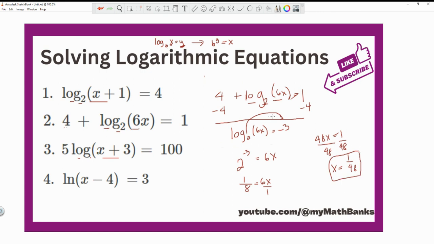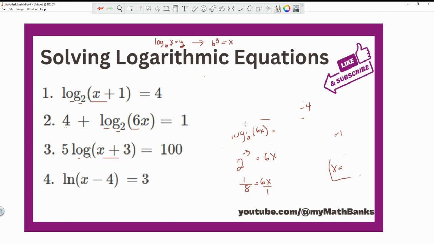Let's recap. We kept the log, base, and argument and moved everything else. Once your log, base, and argument is isolated, then you can convert it into exponential format. All right, so let's try number 4. Again, my challenge for you is to try it first, pause this, and then check your answer against mine.